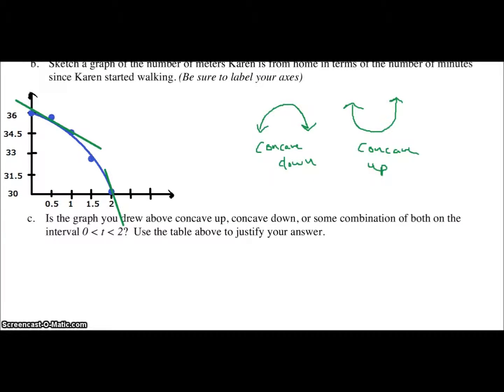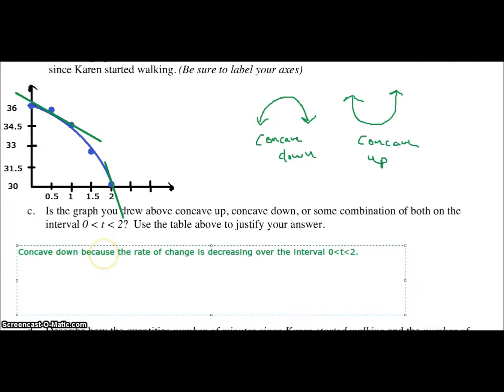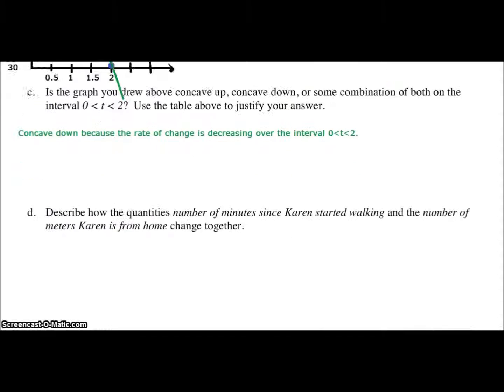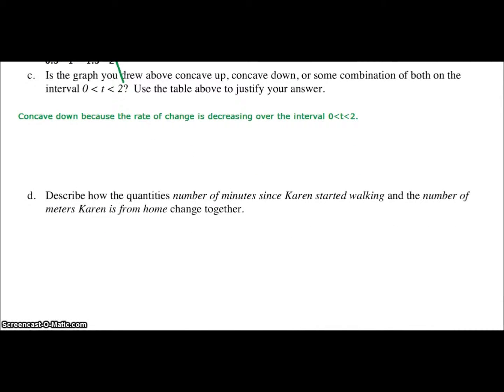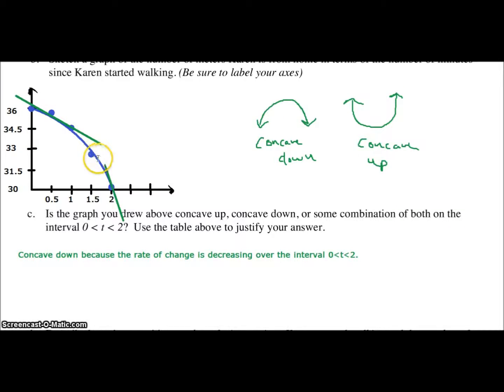Part C. Oh, we just did that. Concave down, because the rate of change is decreasing over the interval 0 to 2. Describe how the quantities number of minutes since Karen started walking and the number of minutes Karen is from home change together. Looking at our blue graph here, as the number of minutes increases, the distance from home decreases.